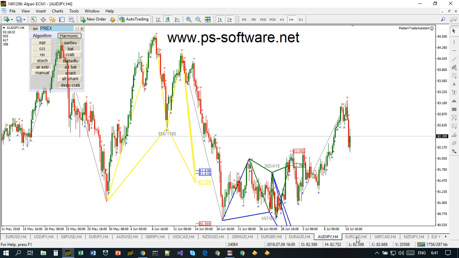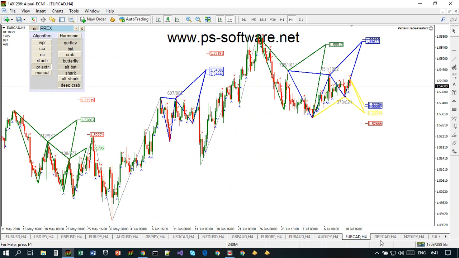Aussie yen, okay, nothing. Euro Canadian, two potential patterns. One of them is a deep crab pattern that coincides with the shark pattern, and another one is a bat pattern. So if price goes here, look at the buying opportunity first. We'll have a higher probability for a buying scenario to happen. Simply wait for a bull trend bar and then initiate your trade, or if it breaks through, then wait for a bear trend bar to break through these levels and initiate your sales.